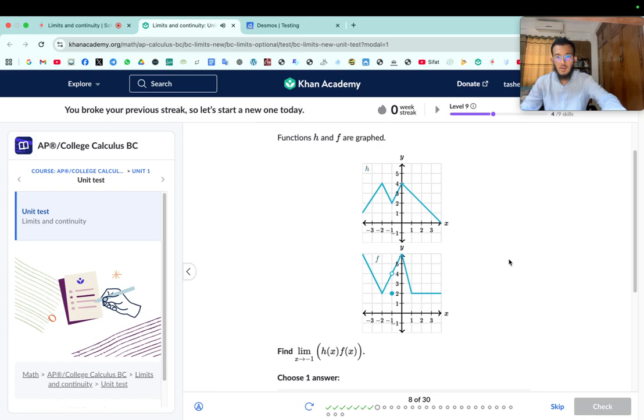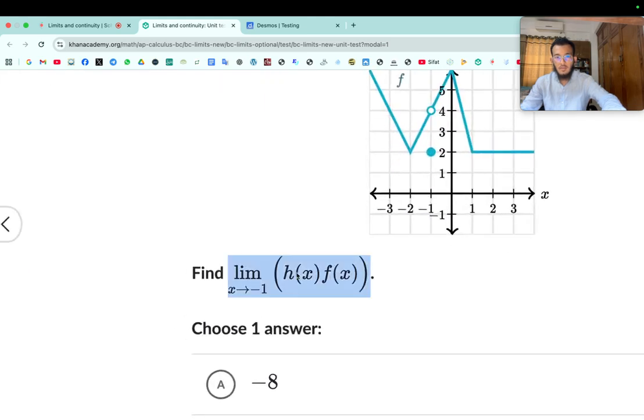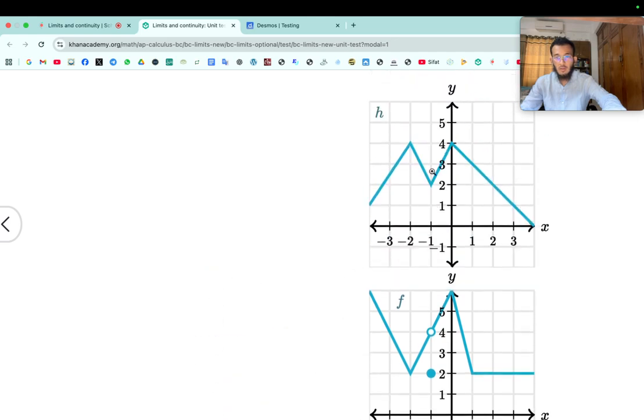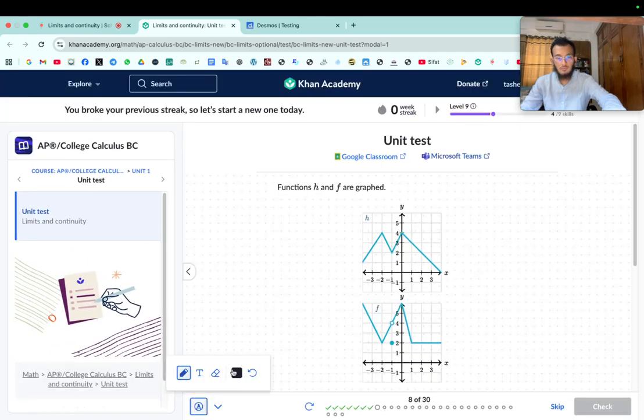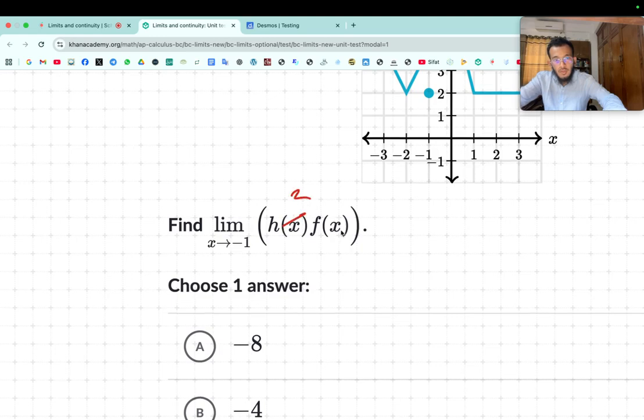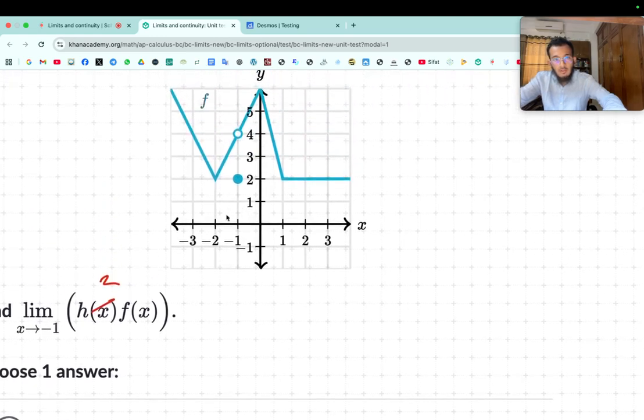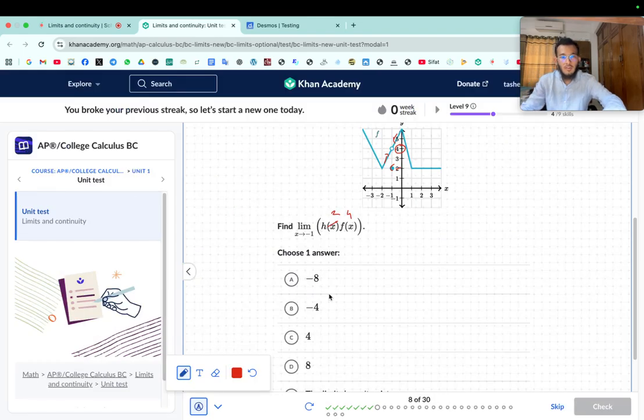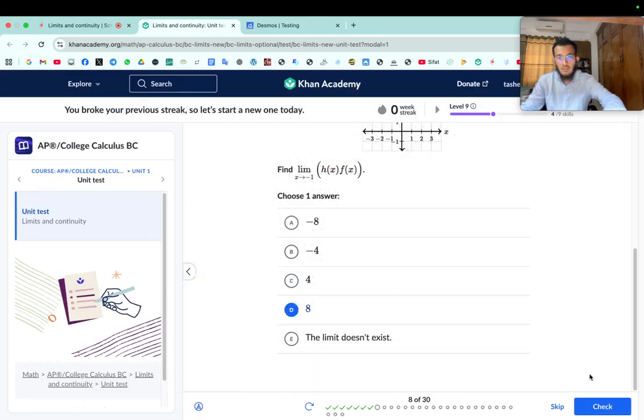Functions h and f are graphed, and they have asked us to find the limit. First, let's find the limit of h(x) as x tends to negative 1. The limit is positive 2. For negative 1, if you check the value from both sides, it's positive 2. For f(x) at negative 1, when we approach, we get 4, even though the value itself is 2, but we only care about approaching it from both sides. It's 4. So 4 times 2 is 8, positive 8. So this is the answer.